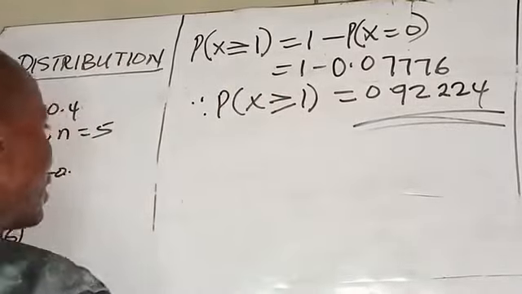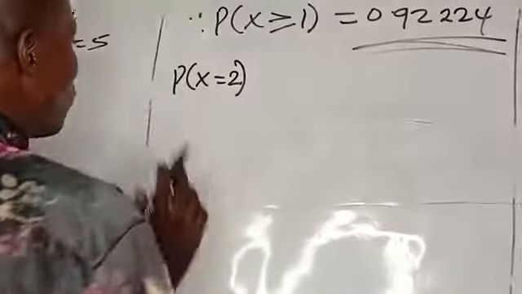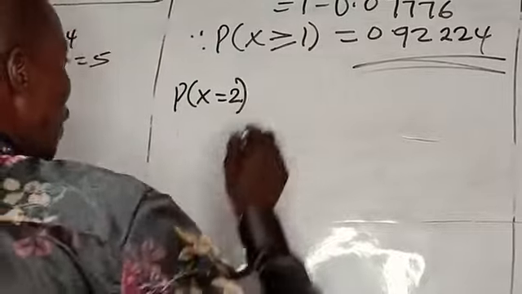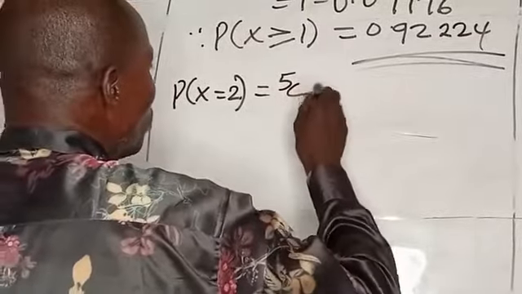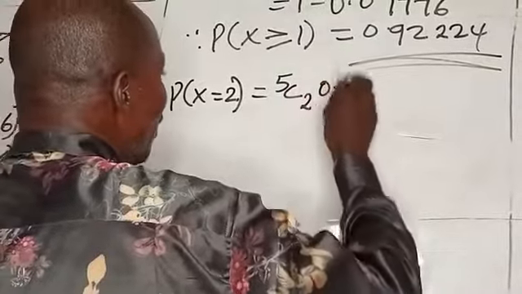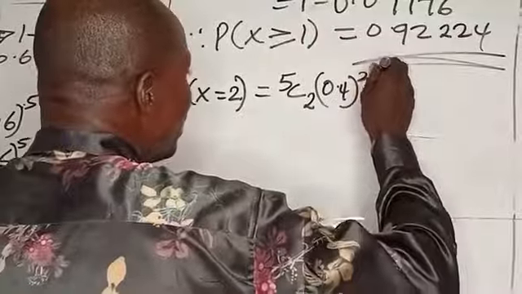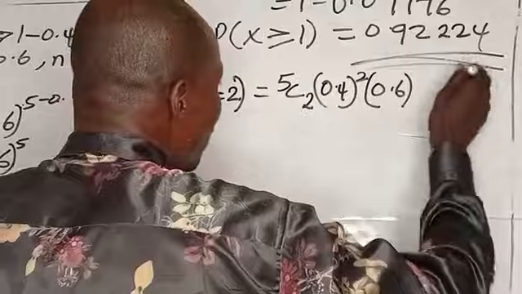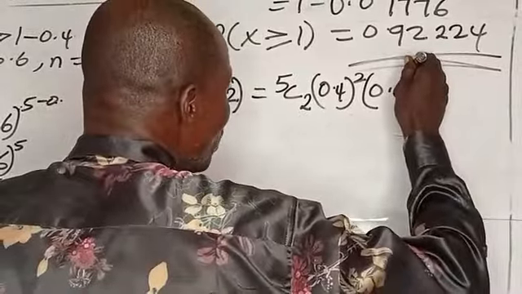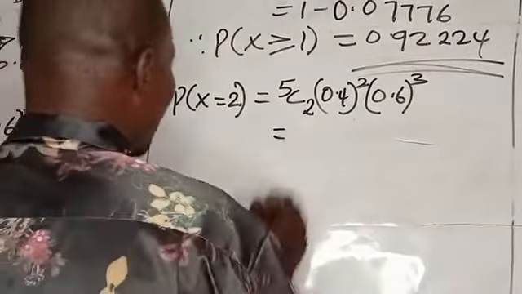Now, let's confirm that. Probability of x equals 2. Since you have solved for x equals 1, using the formula, it is 5 combination 2, p is 0.4 raised to power x, x is 2, and q is 0.6 raised to power n, n is 5, minus x, 5 minus 2, which is 3. So, 5 combination 2 is 5 factorial.